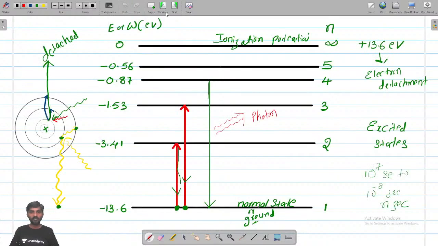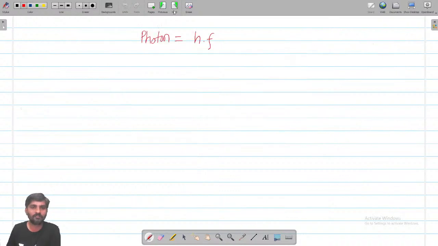Okay, so now what happens is, this photon is released. So energy is released, and what is the photon, sir? The photon is nothing but P is equal to h into f.